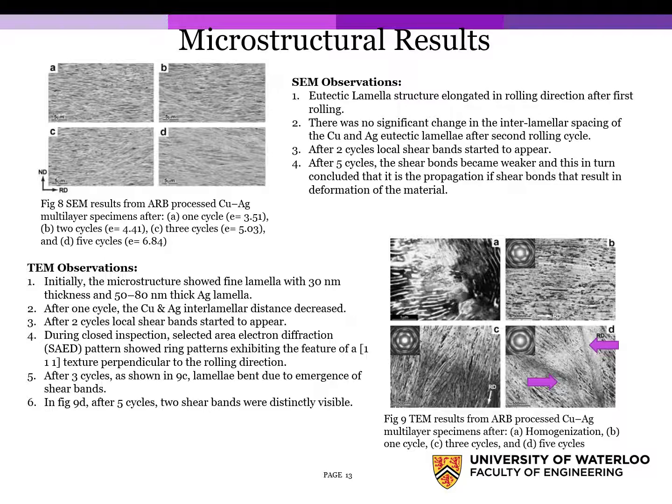During closer inspection, selected area electron diffraction patterns showed ring patterns exhibiting the feature of a 1-1-1 texture perpendicular to the rolling direction. After 3 cycles, as shown in figure 9c, lamella bent due to emergence of the shear bands, and in figure 9d after 5 cycles, 2 shear bands were distinctly visible.